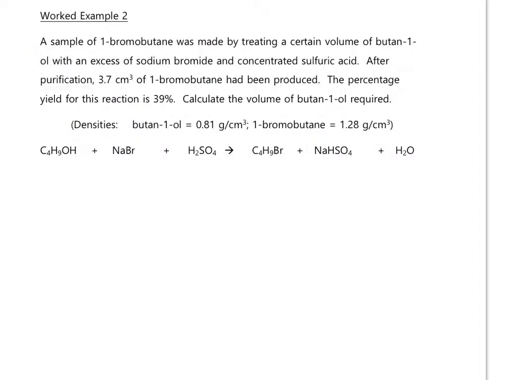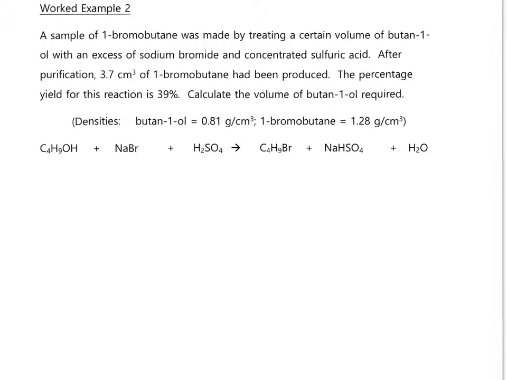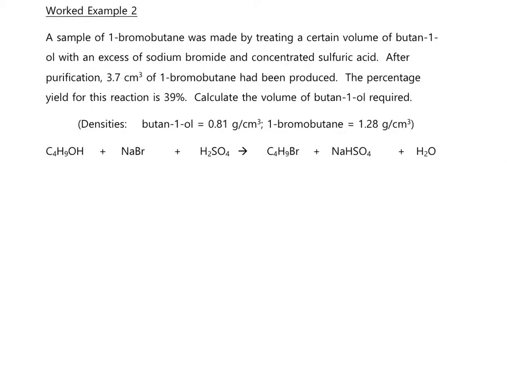Let's do one more example together before you try a few of your own. And again, if you feel ready, you can give this example a go yourself and then check that you've got the right answer, or you can work through it with me. Okay, so again, before we make sense of the question, let's write down what information we've been given. So we are making 1-bromobutane, it says at the start of the question, and we make that by reacting butan-1-ol with sodium bromide and concentrated sulfuric acid.